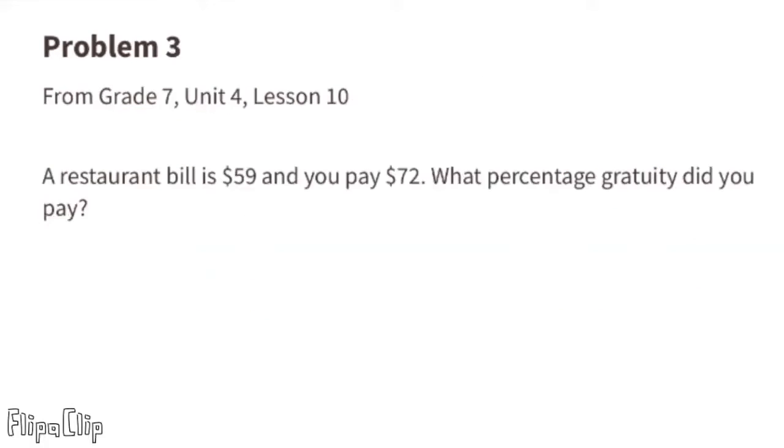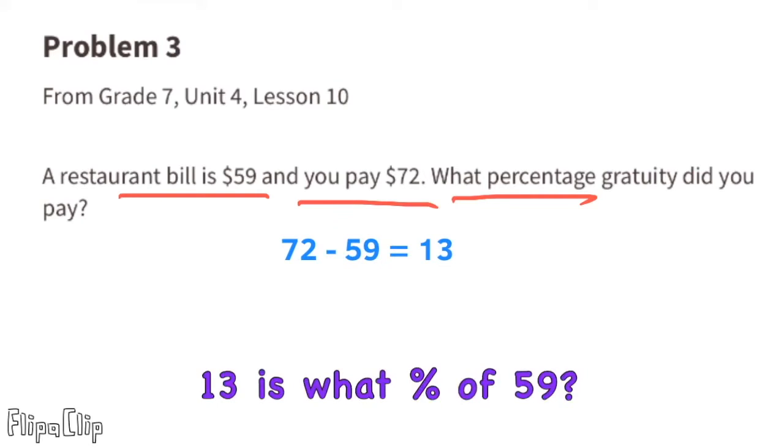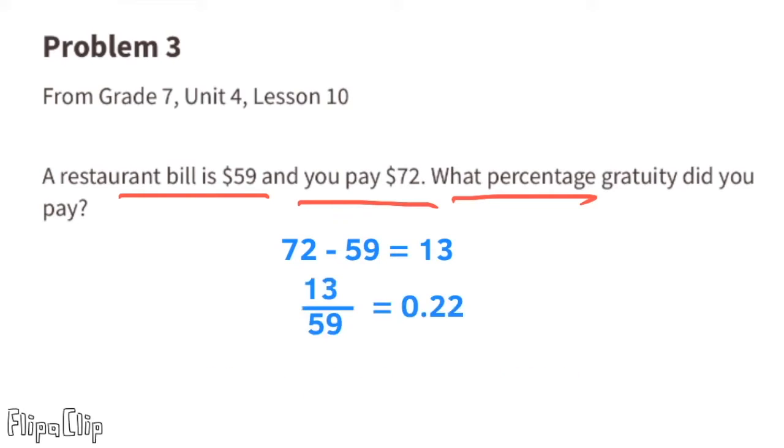Problem number 3 from 7th grade, Unit 4, Lesson 10. A restaurant bill is $59 and you pay $72. What percentage gratuity did you pay? A gratuity is a tip. If the bill was $59 and you paid $72, the difference is $13. So the question is, what percentage of $59 is $13? 13 divided by 59 is 22 hundredths, and 22 hundredths is 22%. So the gratuity was 22%.